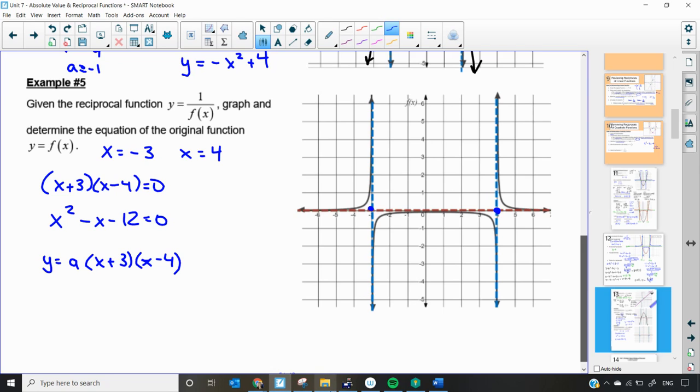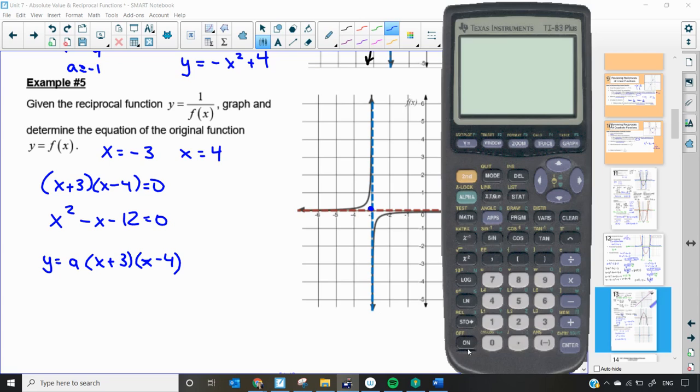Now, in order to plot this, we're going to have to figure out where our minimum value is. We can do that by using completing the square. We can also use our calculator. So I'm going to type in y equals x squared minus x minus 12 and graph that on my calculator. Now it goes a little bit below, so I'm just going to zoom out a bit on my graph. And I can find my minimum.